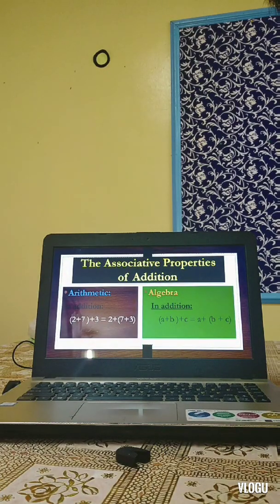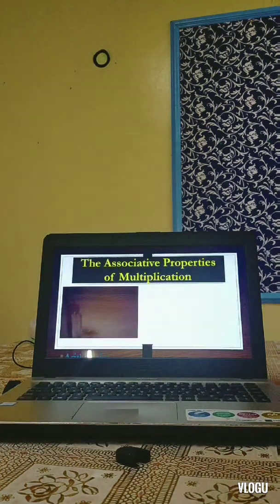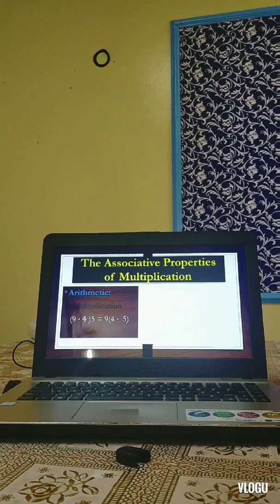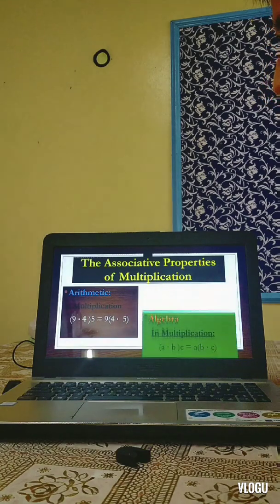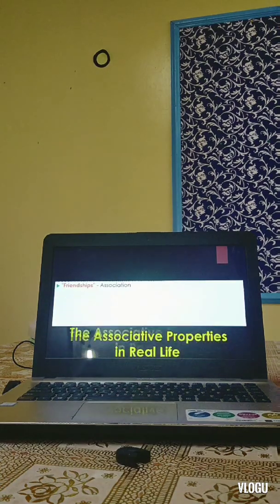In algebra, in additions, (a plus b) plus c is equal to a plus (b plus c). And of course, in multiplications, you will have 9 times 4 is equal to 36, times 5 is equal to 180, and 9 times (4 times 5) is equal to 9 times 20, which is equal to 180. So it only changes the groupings, but does not change the product. And for multiplications in algebra, (a times b) times c is equal to a times (b times c).